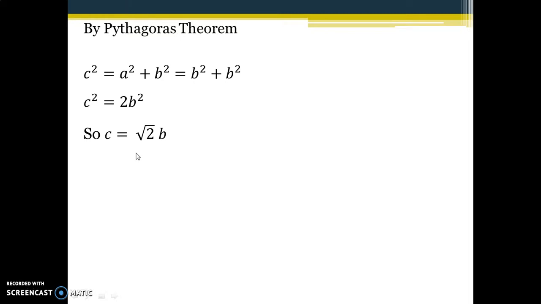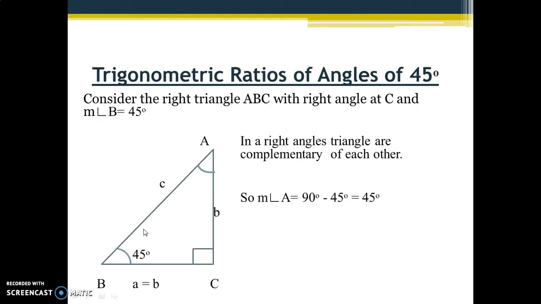Now we are going to find the trigonometric values. We are considering sine of 45 degree, that is the sine of angle B over here. As we know, sine theta is equal to perpendicular upon hypotenuse. So sine 45 will also be perpendicular upon hypotenuse. Here the perpendicular is side AC and the hypotenuse is side AB, and that is why sine of this angle B, 45, will be b upon c.